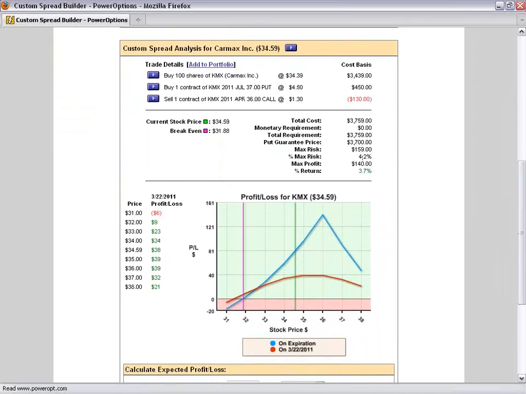My risk range is still tolerable, 4.2%. My maximum return, if the stock's trading right at 36 at April expiration, is about 3.7%. 52 days plus the 14 days, that's 66 days, 3.7%. Yeah, it's close to my personal goal. I'd be looking at about 2.5% if I'm still bullish on the position. Not fully there, but close.